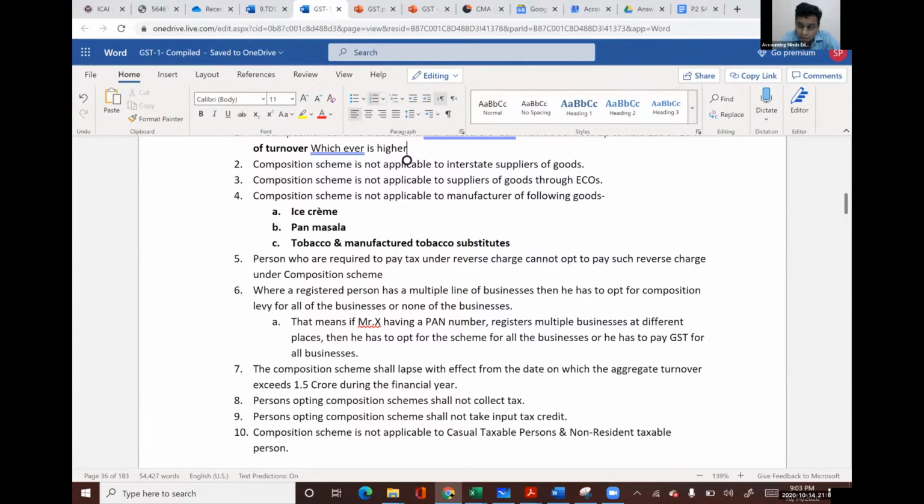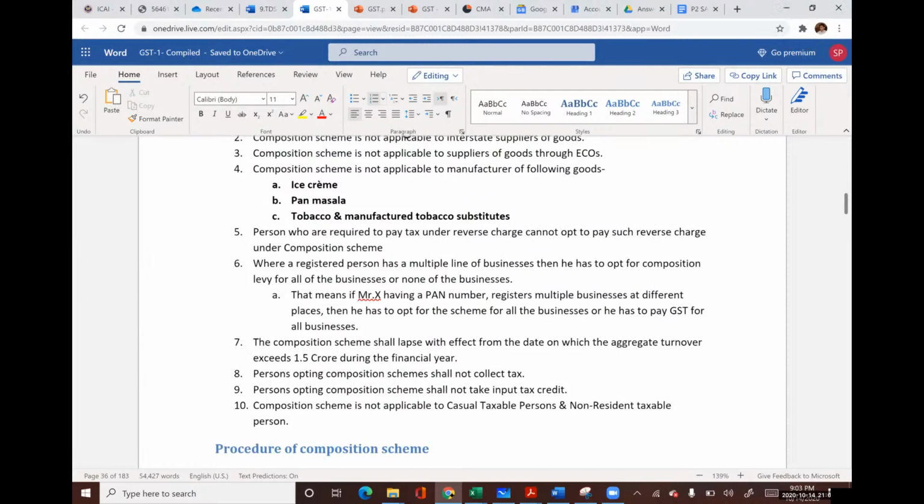So that is why, my friends, when you go to small kirana shops and all, under composition scheme, neither will they give a bill nor will they write anything as GST collected anywhere. But they are paying GST under what? Composition scheme. Make sense, guys? Yes, sir.